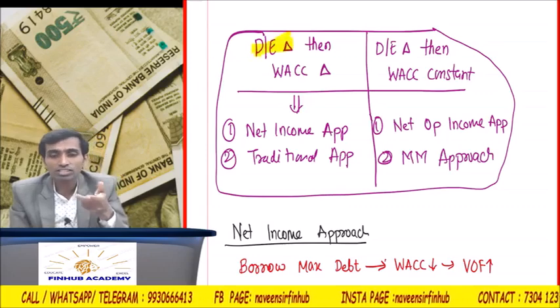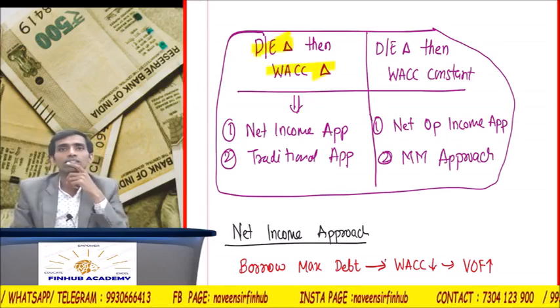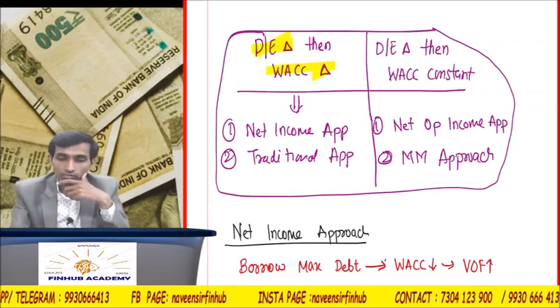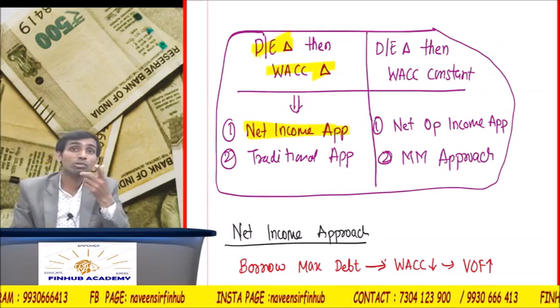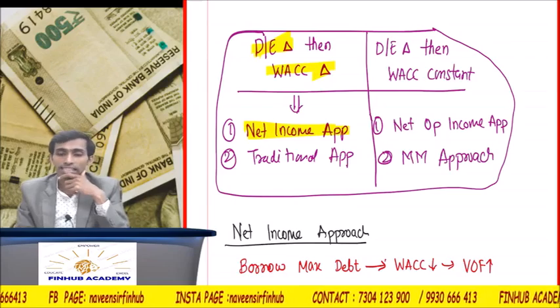Debt equity mix changed, WACC changed, yes or no? Correct? Yes, sir. Which approach? Net income approach. Hence proved. Correct? Coming back.